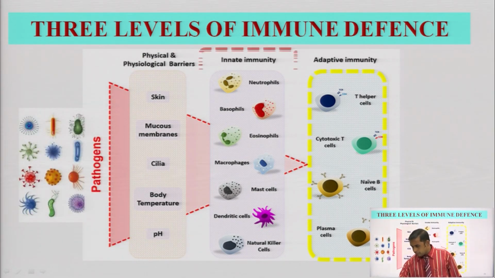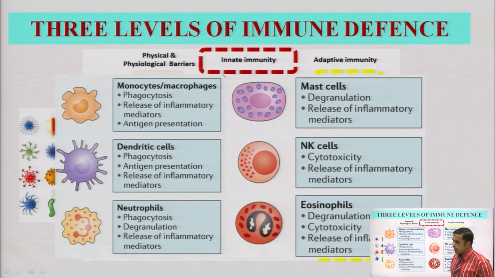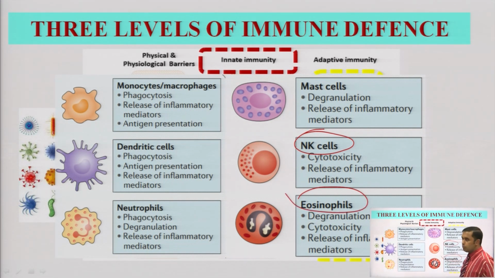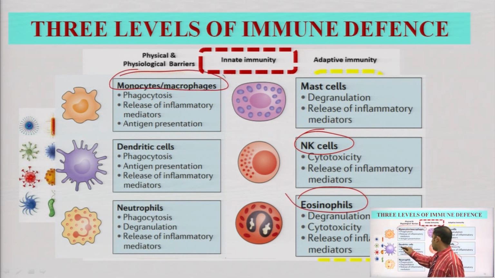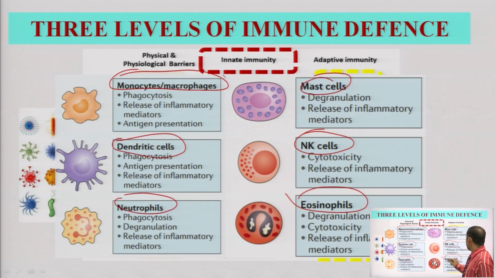In our innate immunity, we have seen various kinds of cells like monocytes, macrophages, dendritic cells, neutrophils and mast cells, NK means natural killer cells, and eosinophils. You should never forget these names: macrophage or monocytes, dendritic cells, neutrophils, mast cells, natural killer cells, or eosinophils. They give you the innate immunity.